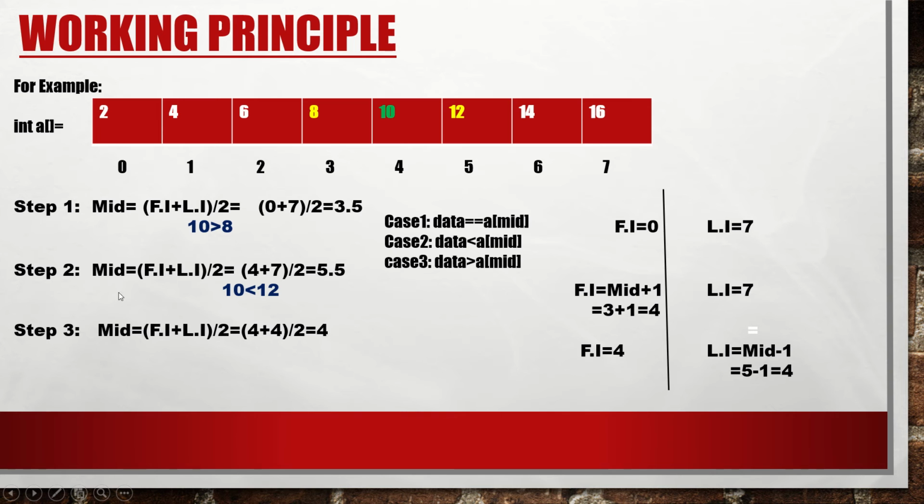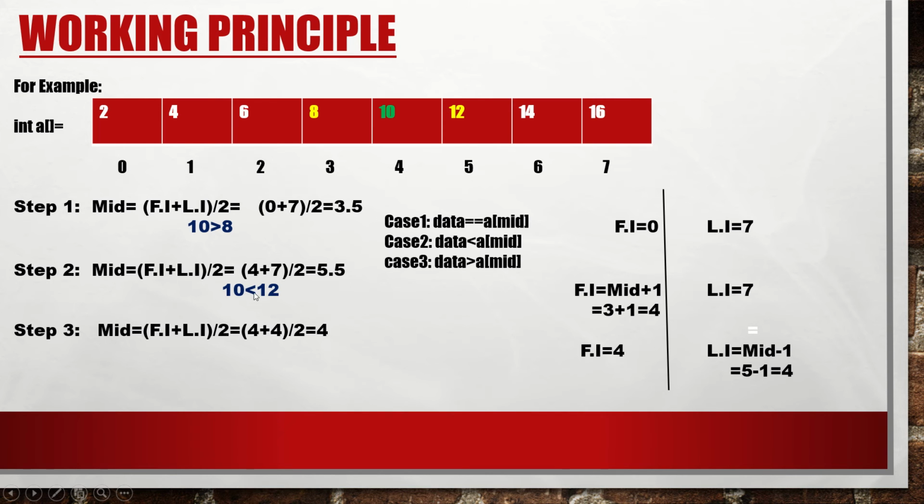Now step 2. Right side means the new index will be this one. First index will be mid plus 1, that is 3 plus 1, that is 4. First index will become 4 now, last index will be as it is, 7. Now 4 plus 7 by 2, again we'll calculate the mid. So it is coming 5.5, it will take the floor value, that is 5. This 12 becomes the mid now. Mid I have highlighted with a yellow color.